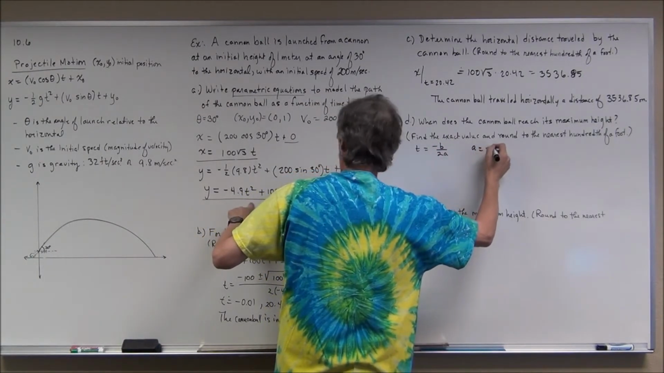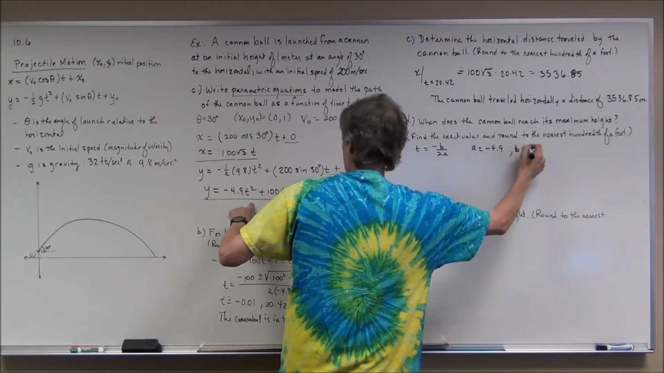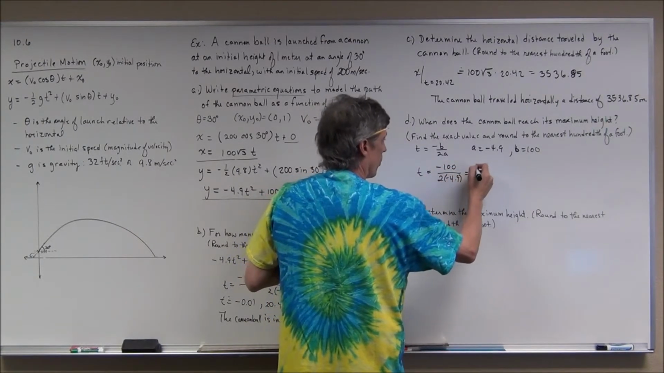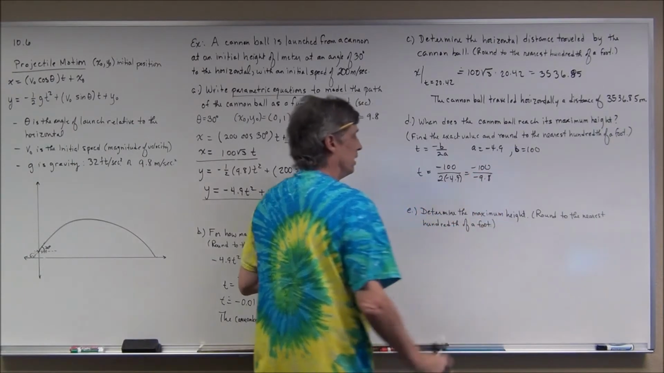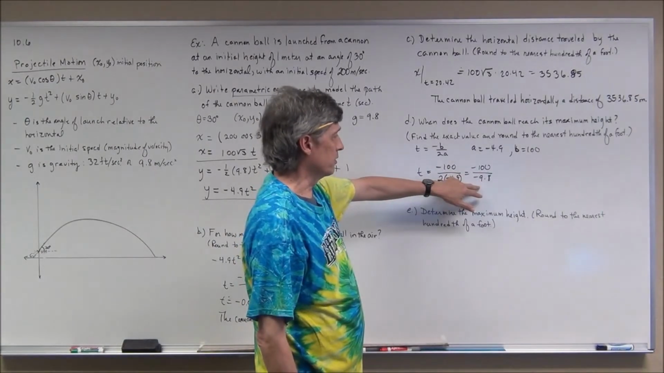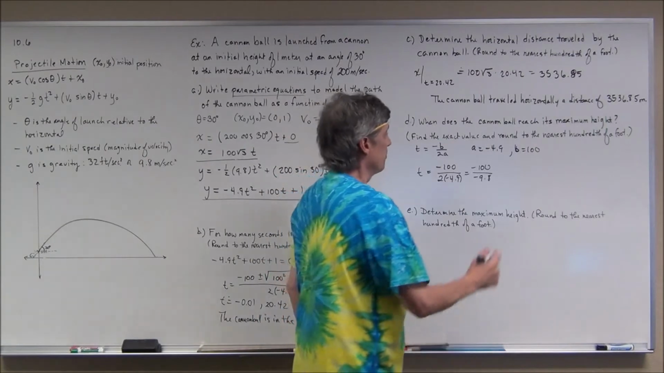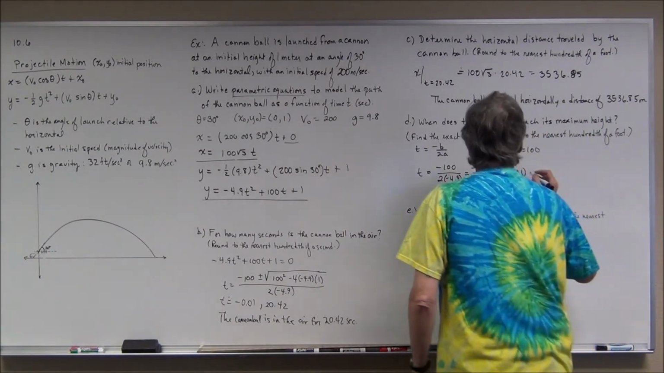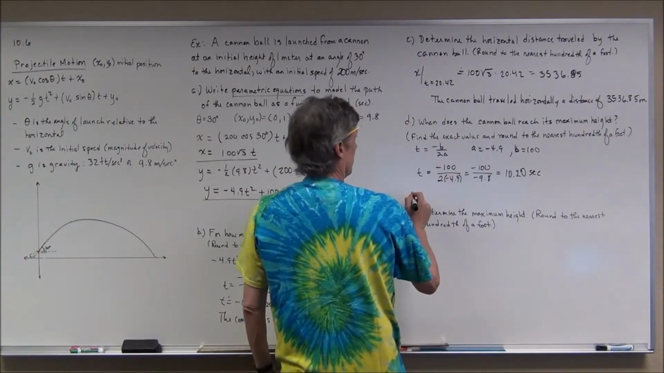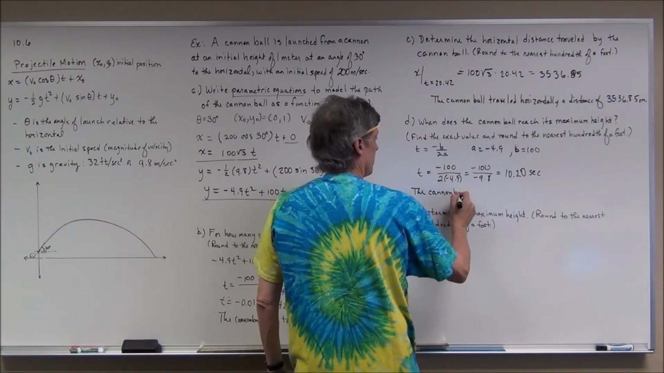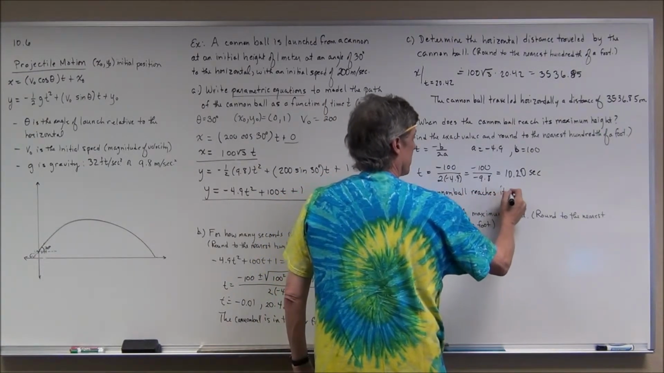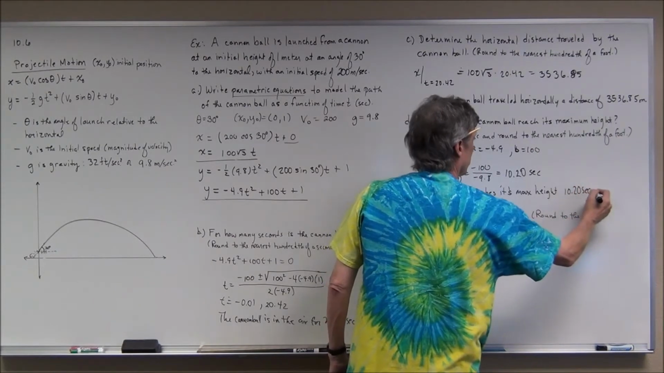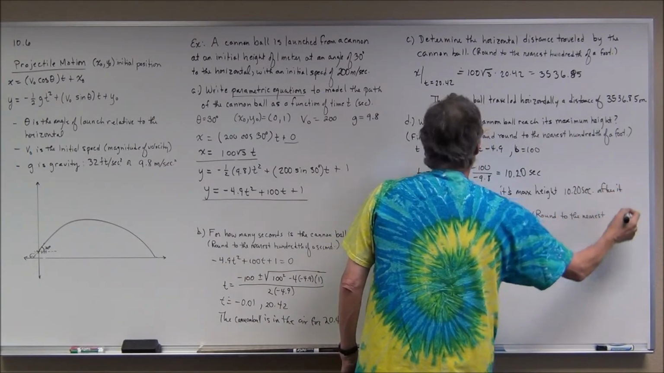Well, in this case a is negative 4.9 and b is 100. So this would be negative 100 all over 2 times negative 4.9, or negative 100 all over negative 9.8. So that's almost 10. Negative divided by negative is positive. It should be just a little bit more than 10, and this would be in seconds. So again, you need your calculator here. I got this to be 10.20 to the nearest hundredth seconds. So the cannonball reaches its max height 10.20 seconds after the cannon is fired.